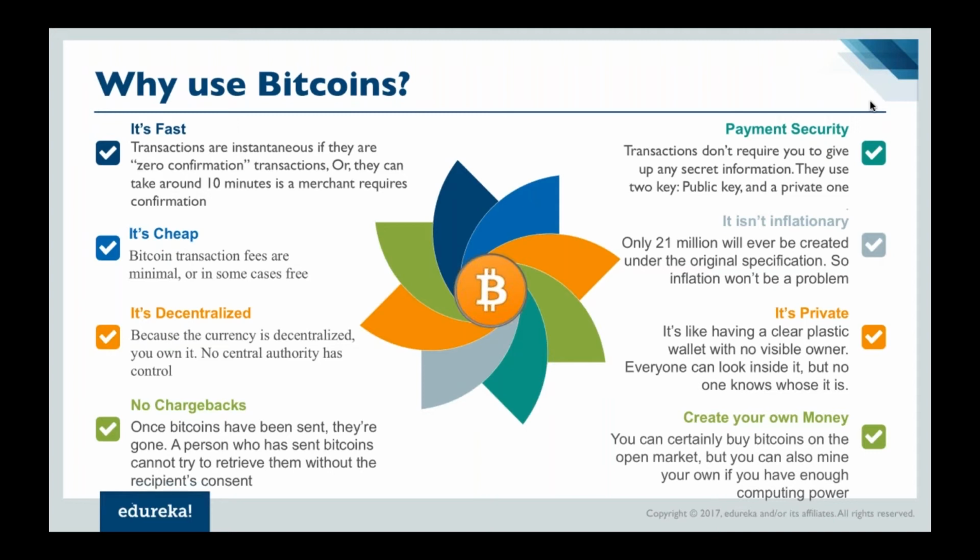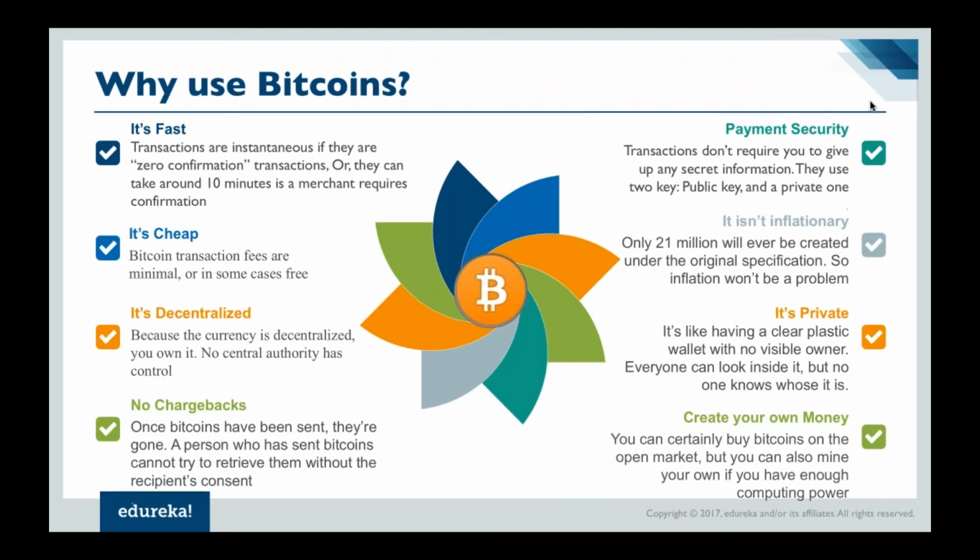Payment security: transactions don't require you to give up any secret information. You don't need to reveal your identity. All the Bitcoin addresses, though the database, the ledger is public, your addresses are pseudonymous. You don't need to reveal your true identity to the recipient. They use two keys in every transaction. It makes use of public key infrastructure.